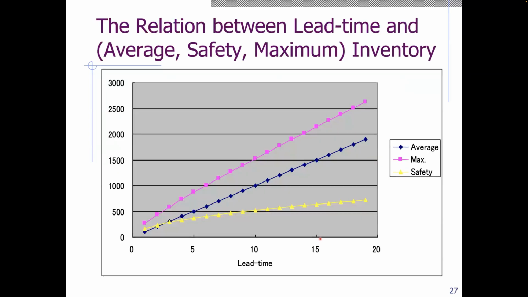This figure represents the relationship between the lead time and the average, safety, and maximum inventory. The horizontal axis is the lead time and the vertical axis is the inventory volume. Average inventory, drawn in black line, is a linear function, while maximum inventory, drawn in pink, and safety inventory, drawn in yellow, are both concave. That represents the statistical economy of scale.